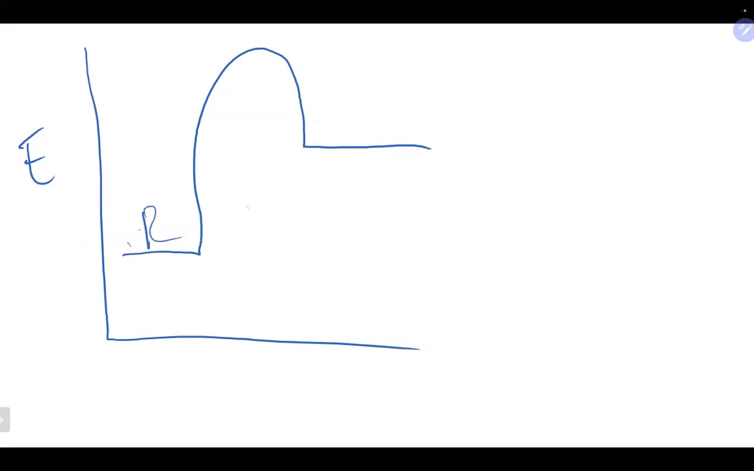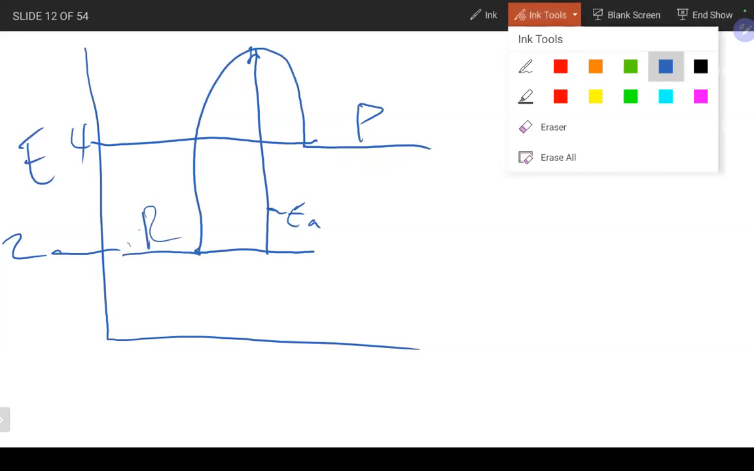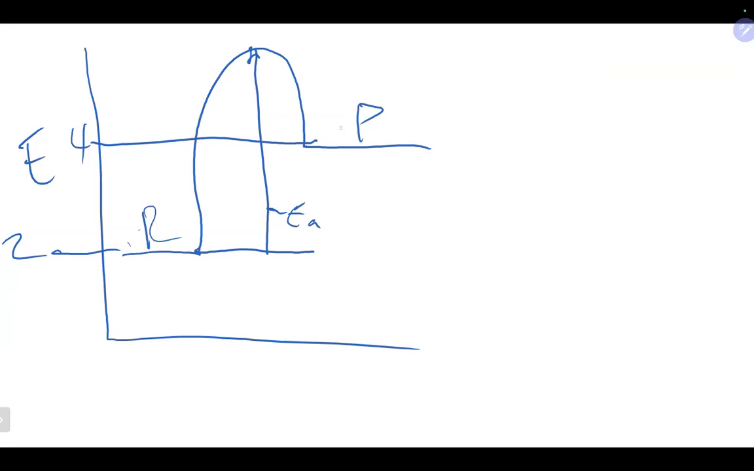So once again, reactants, products, and we'll just call this 2 in this case. We'll come this way, we'll call that 4. Once again, from here to here would be our activation energy. And the difference between here and here would be our delta H of our reaction. Once again, products minus reactants here.